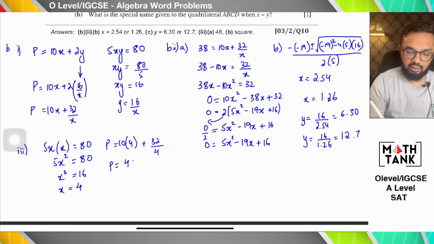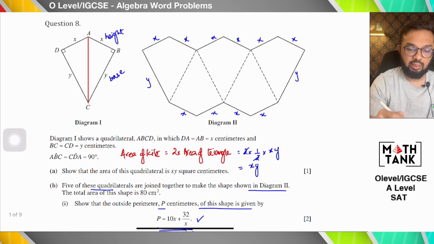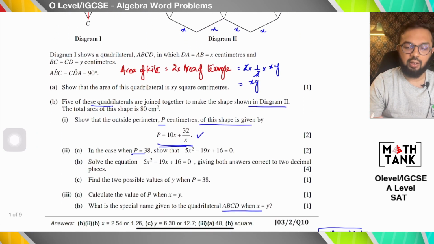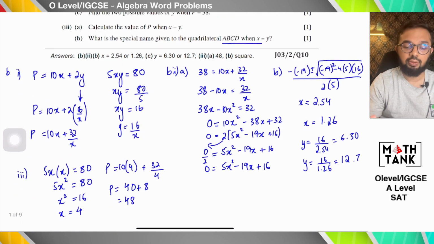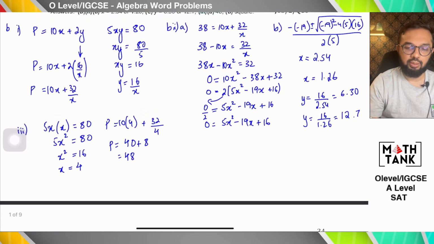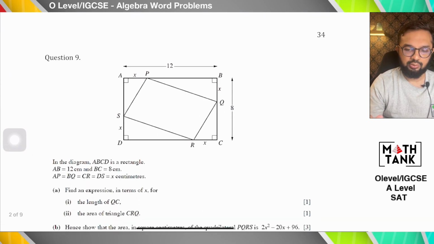So 40 plus 8 is 48. What is the special name given to the quadrilateral when x equals y? If your x is equal to y and all these angles are 90 degrees, the other angles will also turn out to be 90 degrees. And then what you have is a square. Why? Because when sides are equal and the angles are 90 degrees, you have a square. Those are the properties of a square. So that was an entire question on algebra and mensuration.